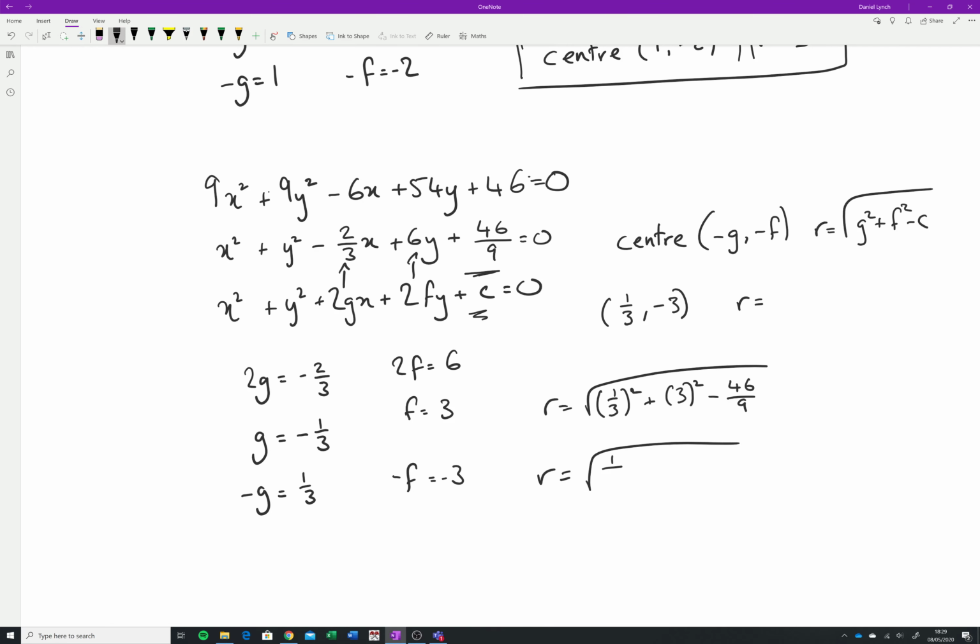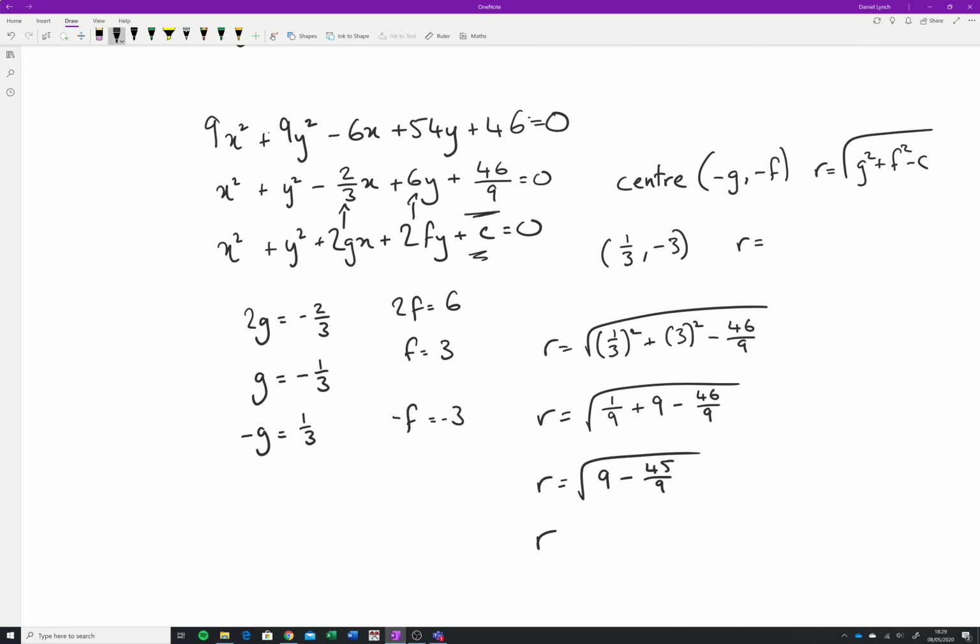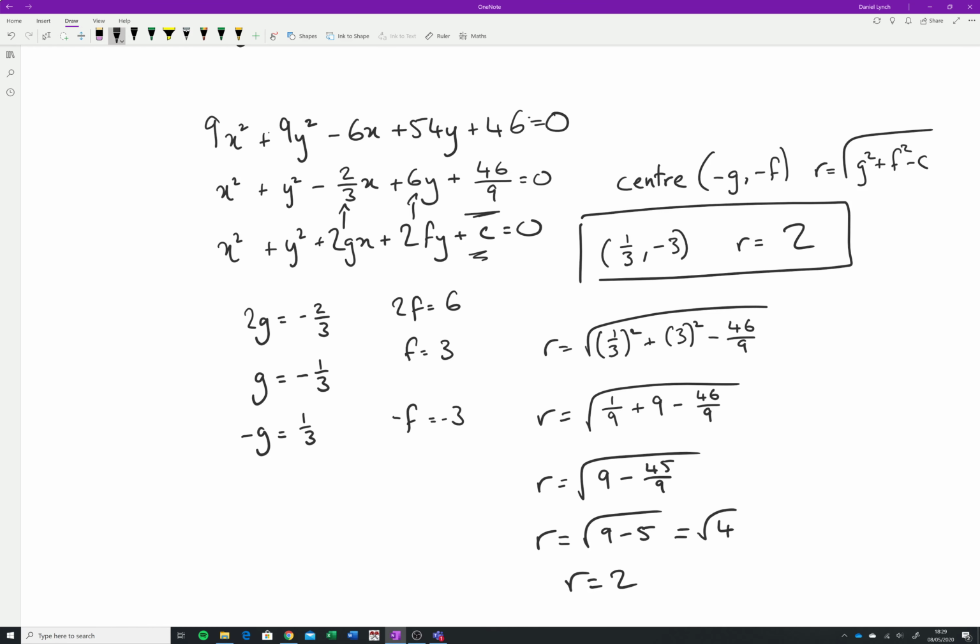Let's see how this is going to work out. So 1/3 when squared becomes 1/9, top by top, bottom by bottom, 1 by 1, 3 by 3, plus 9 minus 46/9. So if I've got 1/9 and I'm taking away 46/9, I'll still have my 9, and I'm going to be taking away 45/9. Well, that is a much nicer number to be dealing with. So r is equal to the square root of 9 over 9, which divides in there 5 times. That gives us root 4. The radius is 2. There you have it. So that is the center and the radius of that ugly looking equation right there.